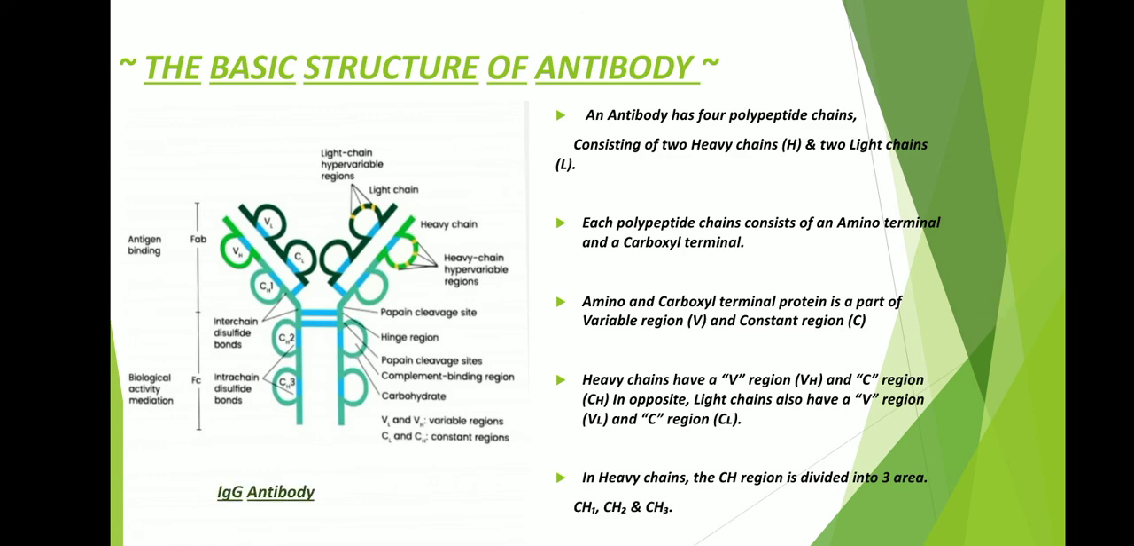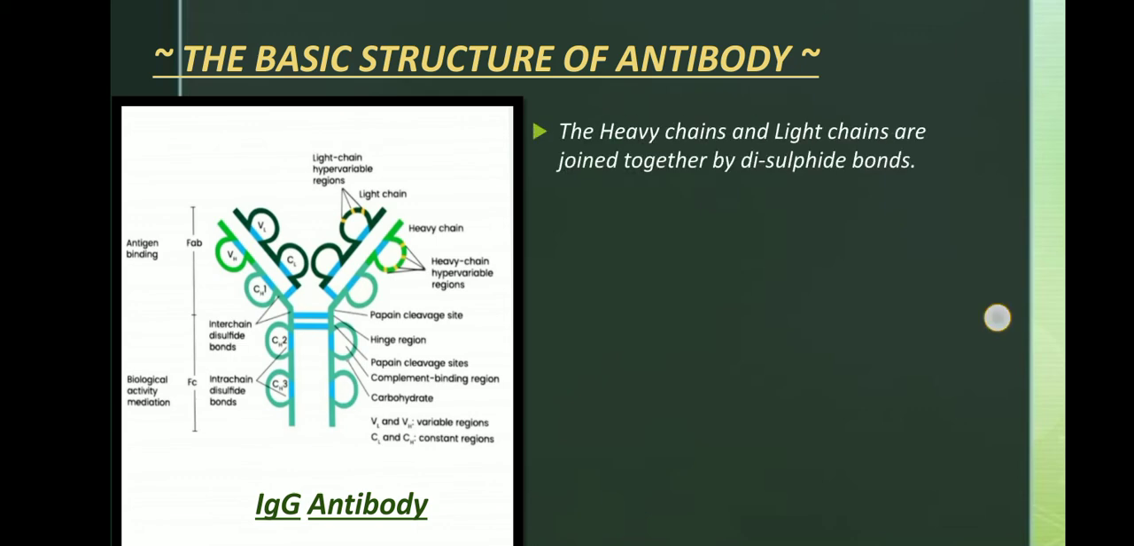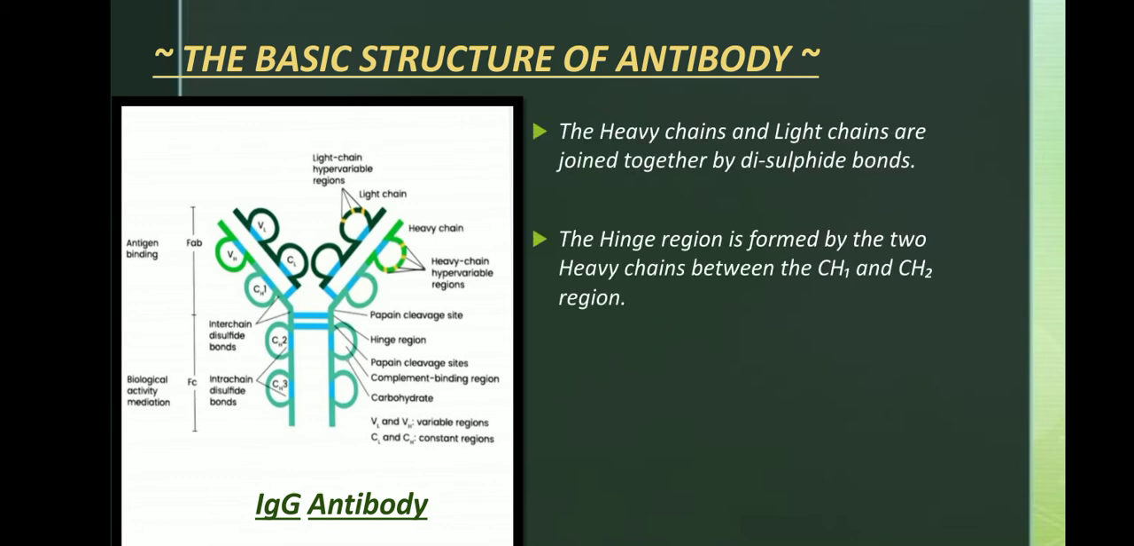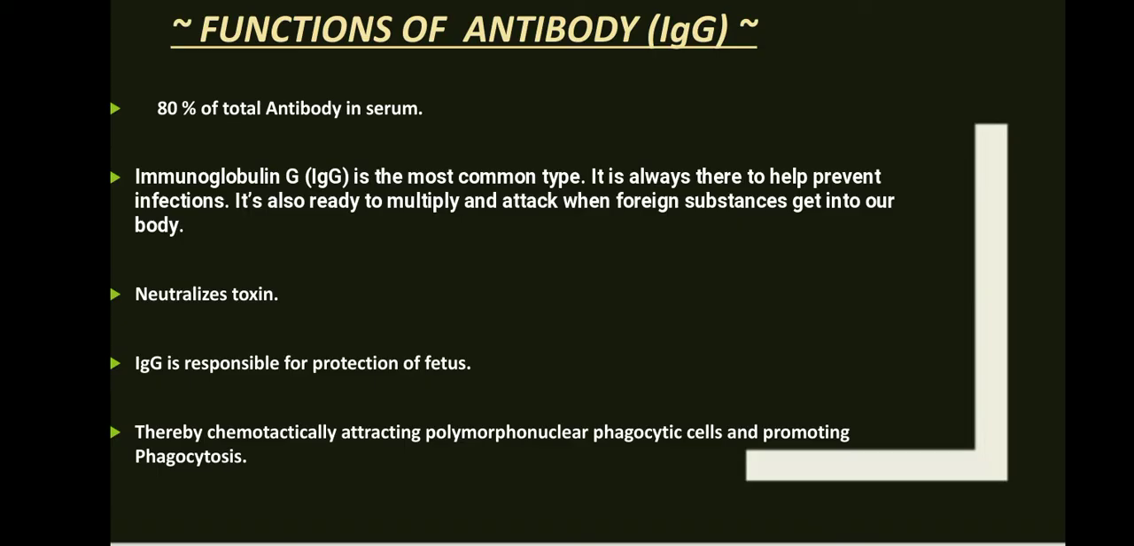Next, coming to the next point. Disulfide bonds join the heavy chains and light chains to each other. The hinge region is formed by the 2 heavy chains between the CH1 and CH2 regions. There is a Fab region, where the antigen binds to a part of the antibody, and the Fc fragment, which lacks the ability to bind an antigen. This is basically the IgG antibody structure.